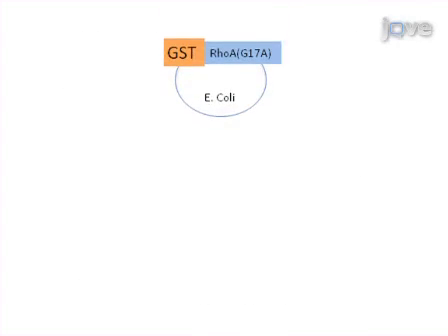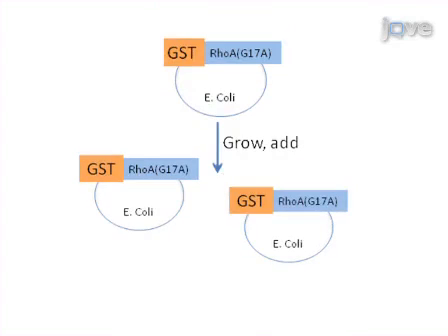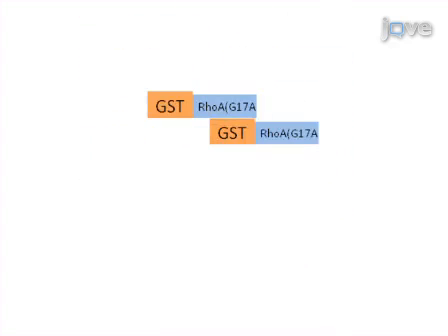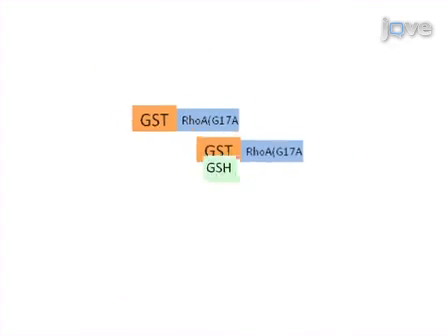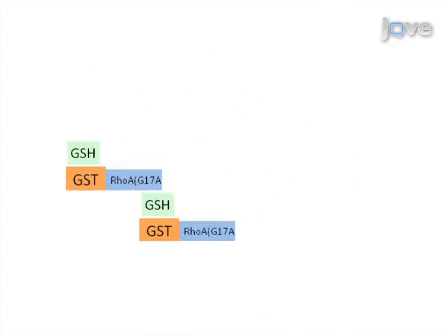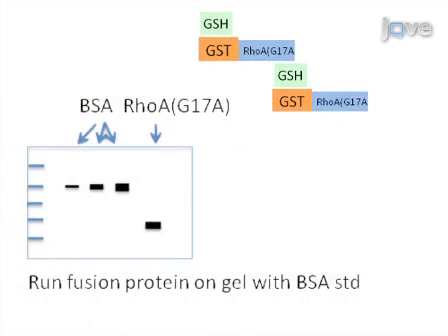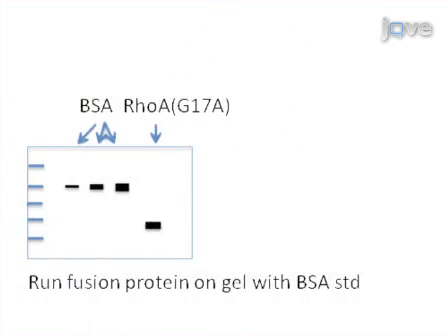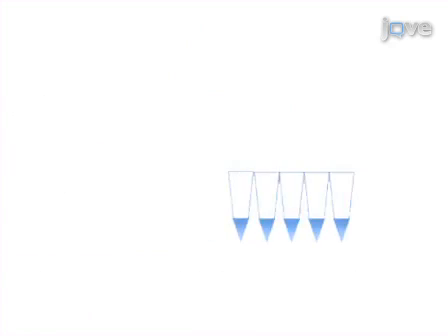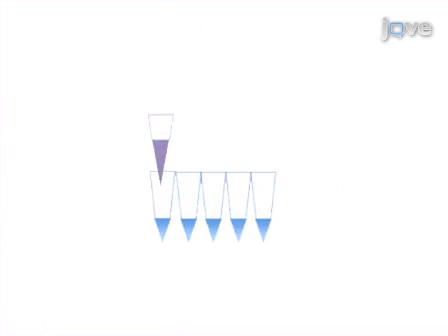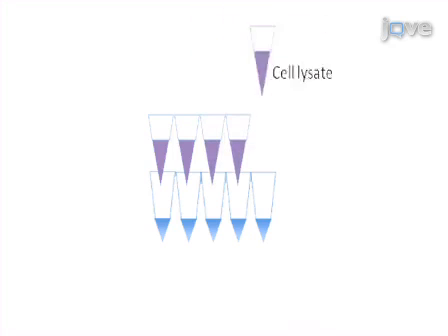This is accomplished by first producing the GST-tagged mutant Rho protein in bacteria. Next, the bead-coupled GST-RhoA is purified. Then, the purity and concentration of the GST-RhoA protein is assessed using SDS-PAGE. Finally, cell lysates are prepared and a GEF precipitation assay is performed with the GST-RhoA protein.